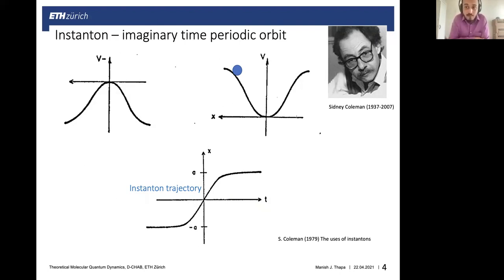So the dominant tunneling path is called an instanton, and in simple words, an instanton is defined as a periodic orbit in imaginary time. This nomenclature, I looked through the literature, I guess was first given by Dutch physicist Gerard 't Hooft. And it was popularized by Sidney Coleman, right? The picture you see on the right. I'm not too much into quantum field theory, but it looks like he was looking at barrier penetration problems in quantum field theory. And in his notes, the uses of instanton. So this is how he essentially explains the instanton, right?